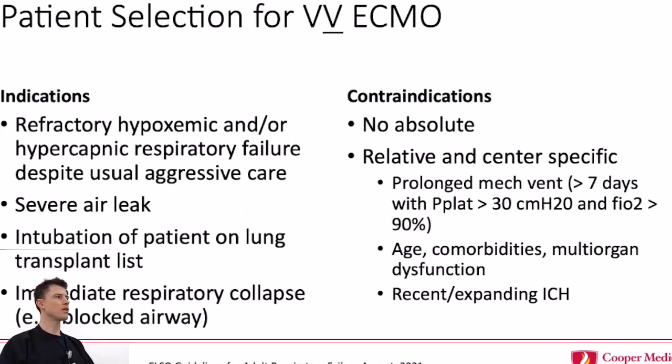You can also think about scenarios where maybe you have a severe air leak, so that patient has a chest tube and you just see air blowing out, and the amount of air that we put into the ventilator is just leaking out through the chest tube, so we're not really effectively ventilating the patient.